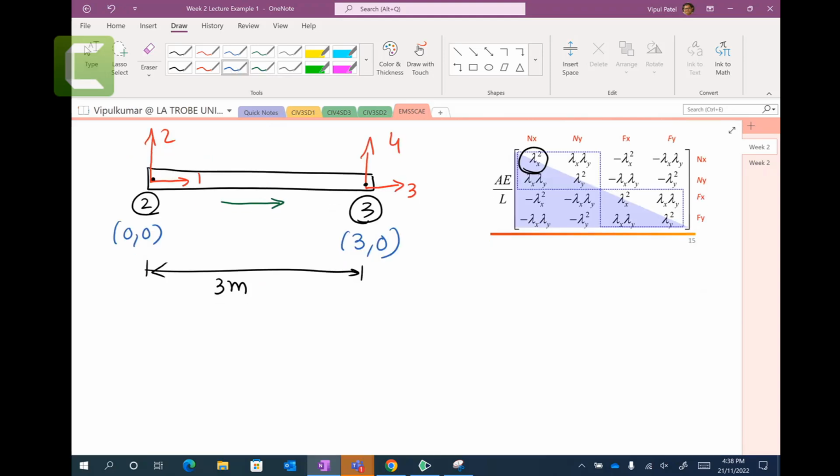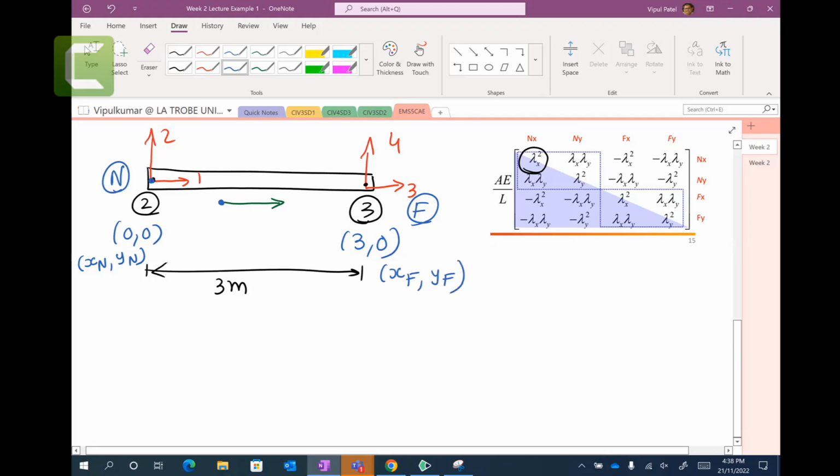Now here I can put x1, y1, or let's put near node, far node, because we already know that. So this is the near node and far node based on this arrow. The tail of the arrow, representing node number 2, is the near node and the far node. So I can say x near, y near, and x far node, y far node. Do you understand that?